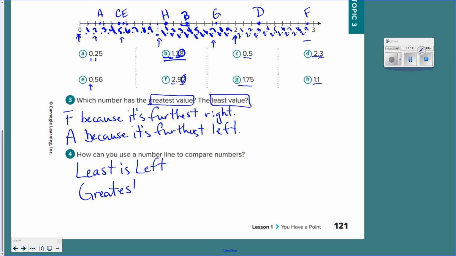That will always be the case. Because we always lay our number lines out from left to right. Smallest value to the left, largest value to the right. That's going to be really critical when we start talking about negative numbers next year. We'll get to that in the third quarter. Any questions on anything on this page? Okay, let's go to our next page.